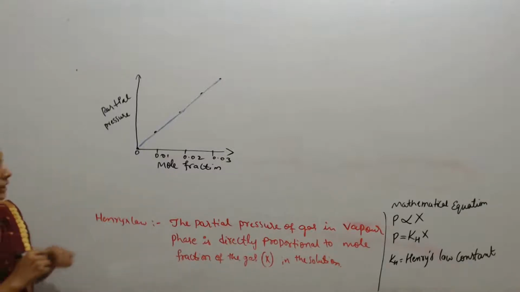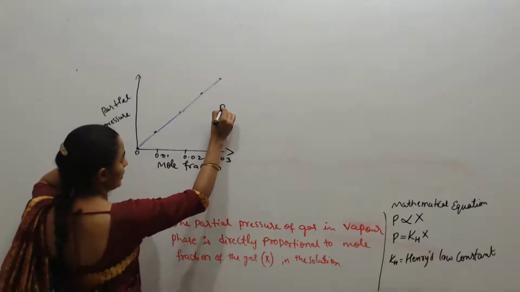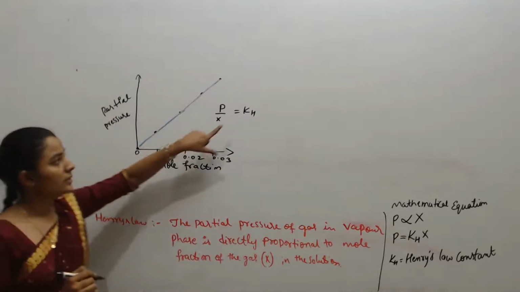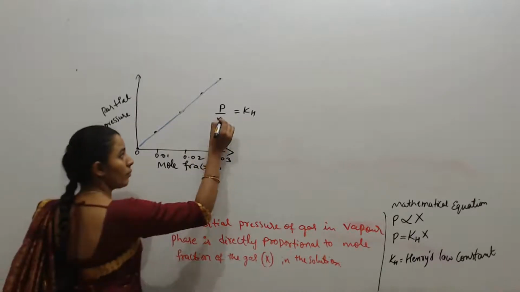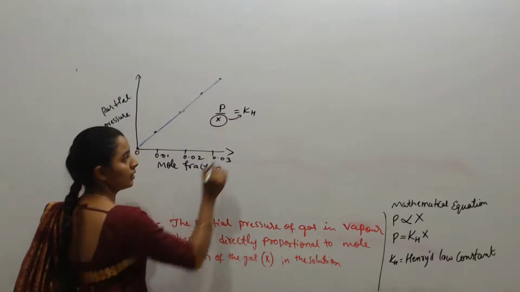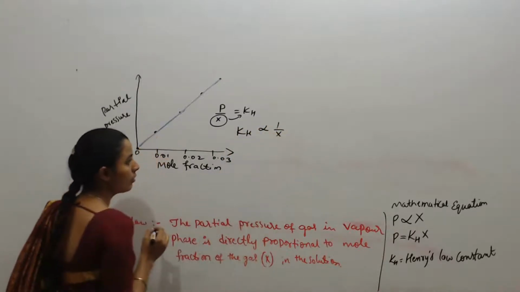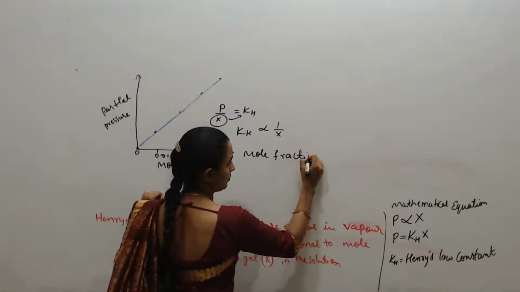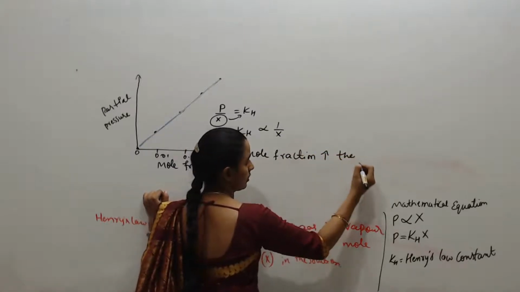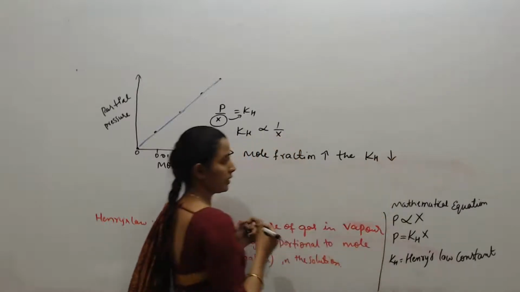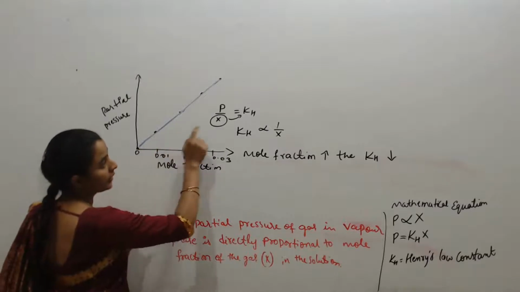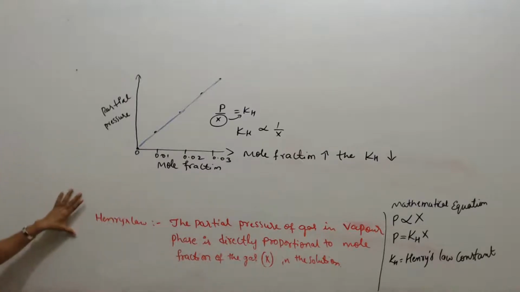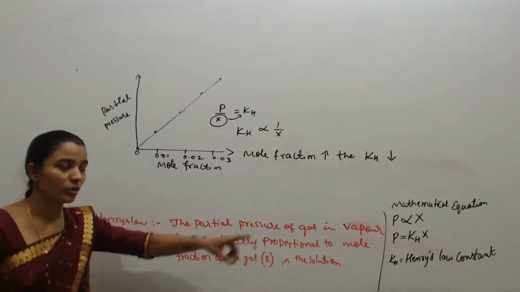So this straight line gives P by x is equal to KH. Here KH is inversely proportional to mole fraction. If the mole fraction increases, then Henry's law constant KH decreases. But if pressure increases, then KH increases. I hope you understood, students. So this is the graph which represents the mathematical equation P is equal to KH x.